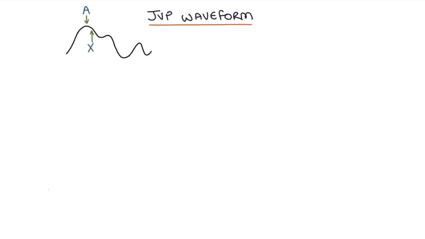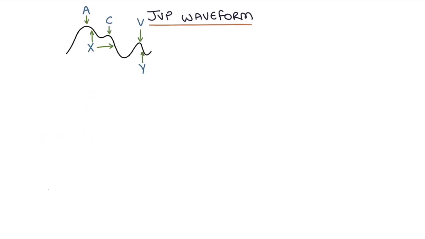Next, let's talk about the JVP waveform. And there's 5 parts to the JVP waveform: the A wave, the first part of the X descent, the C wave, the second part of the X descent, the V wave, and then the Y descent. And after finishing this video, I think it's worth practicing just drawing and labeling this waveform for yourself and commit it to memory. And that should only take a couple of minutes, but it will really help to consolidate your understanding and make it easier when you start looking at the JVP to work out what's going on.